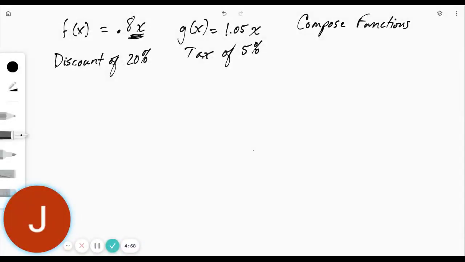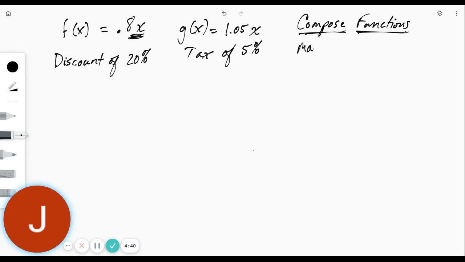Hello, I wanted to do a quick video on composing functions because I think the video that's part of the curriculum is a little bit challenging to understand and it can seem confusing, but it's really not. Let's talk about a couple of functions that we might see in real life that would be composed.